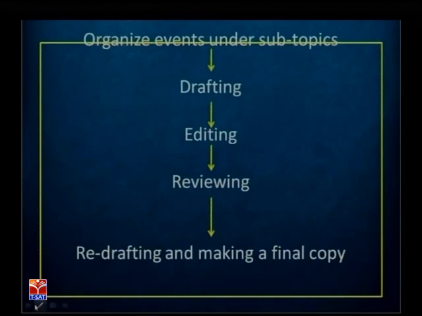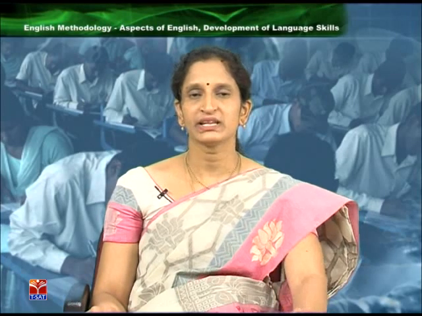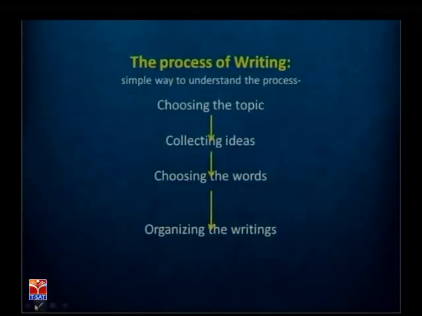After the reviewing process, you are redrafting and making a final copy. So, this is a simple process; we have to look into the process of writing. First one is choosing the topic, and once the topic is over, the next one is collecting ideas. After the ideas, you have to look into what type of words are suitable. After these words, you have to organize the writing in a proper, systematic way.